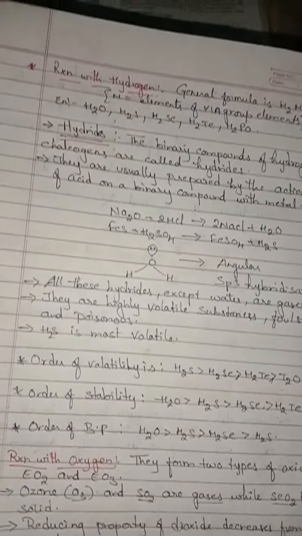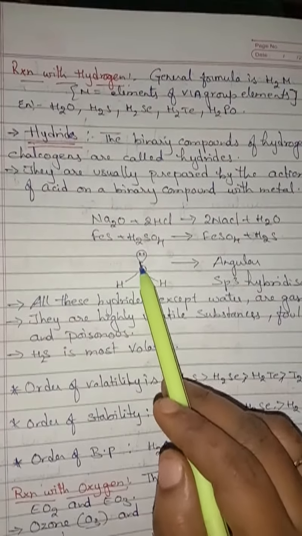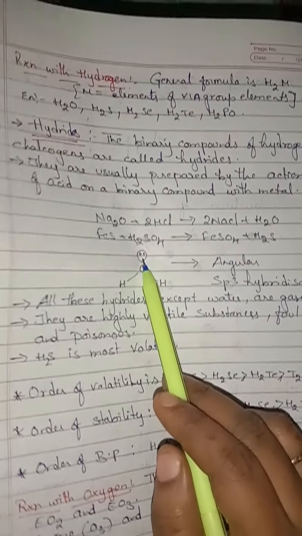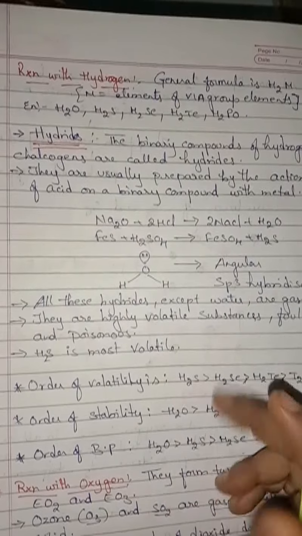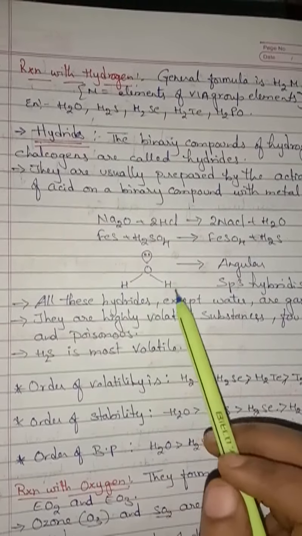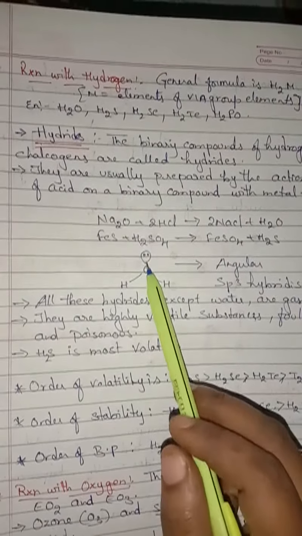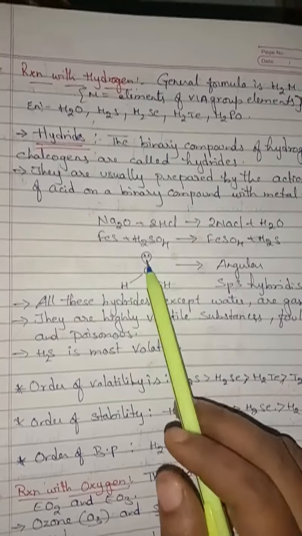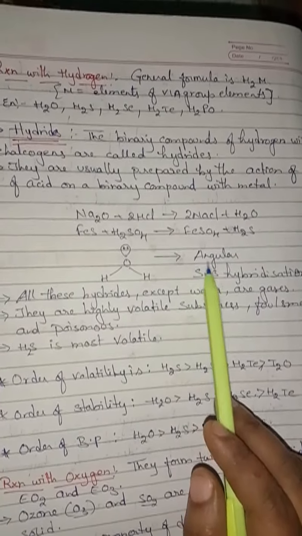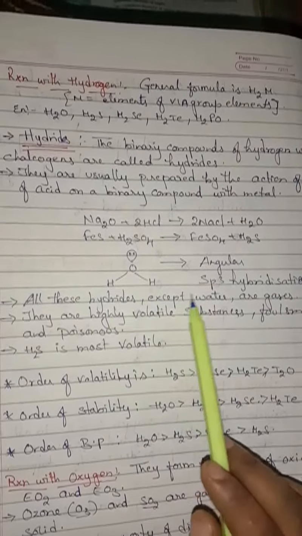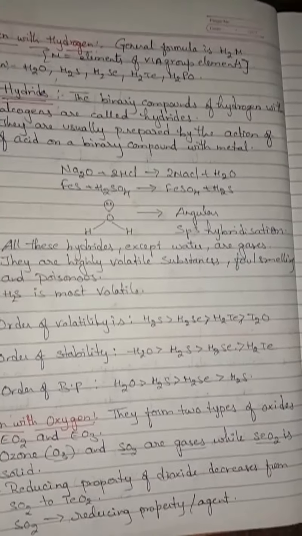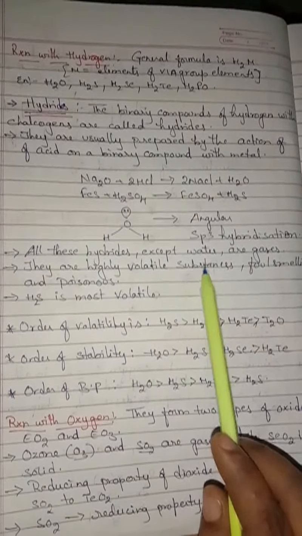If we see the structure of H2O, it will be like this. Here 2 lone pairs will be present, because in the p orbital the 2 unpaired electrons combine with the 2 hydrogens, and 2 lone pairs remain. The structure is angular, and the hybridization they show is sp3. Understand, children?